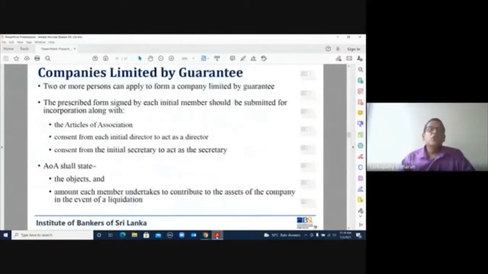Then we will go to the next category. Companies limited by guarantee. As I said already, there's another category called companies limited by guarantee. These are generally non-profit making companies. Underline the word "generally". Non-profit corporations are registered as companies limited by guarantee. Two or more persons can apply to form a company limited by guarantee.